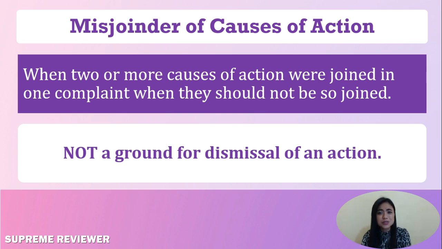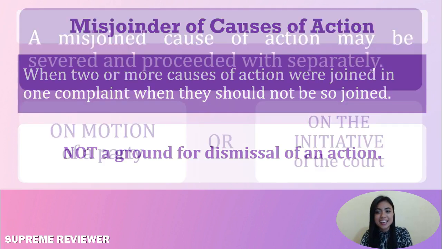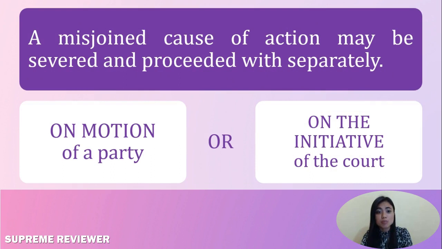So when is there misjoinder of causes of action? There is misjoinder of causes of action when the conditions for joinder under Section 5, Rule 2 are not met. So for example, when there is a joinder of an ordinary civil action and a special civil action, that is not allowed. So there is a misjoinder of causes of action. Again, a misjoined cause of action may be severed and proceeded with separately. How? On motion of a party or on the initiative of the court.